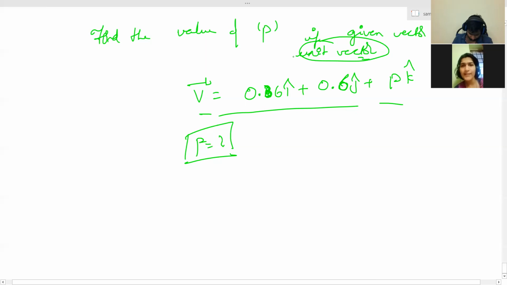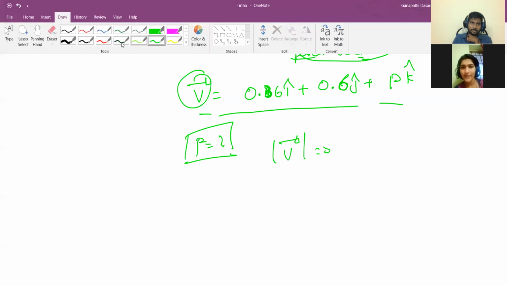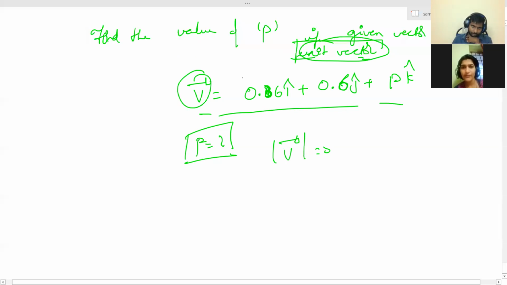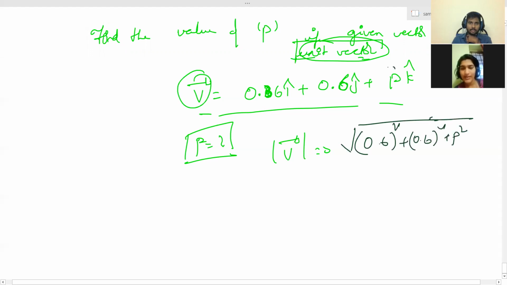Sir, V vector is 1, sir. No, V vector magnitude is 1, I told you, because it's a unit vector. That is 1. So we have to do root over 0.6 whole square plus 0.6 whole square plus P square is equal to 1.